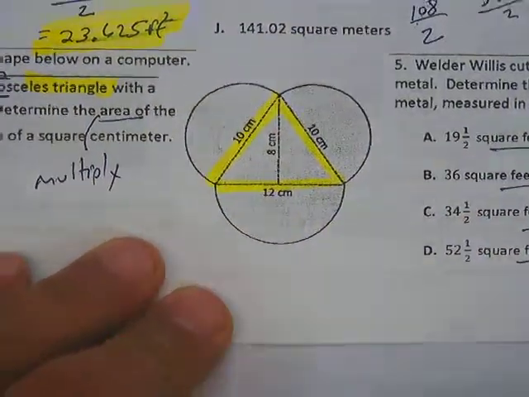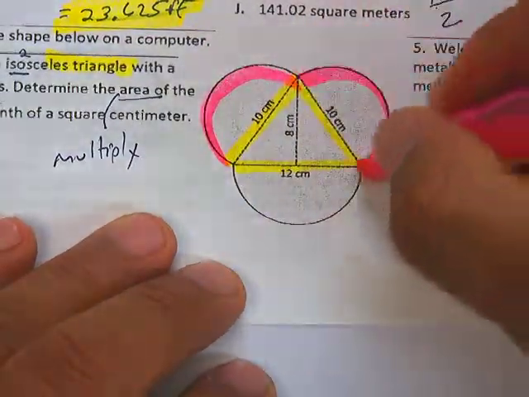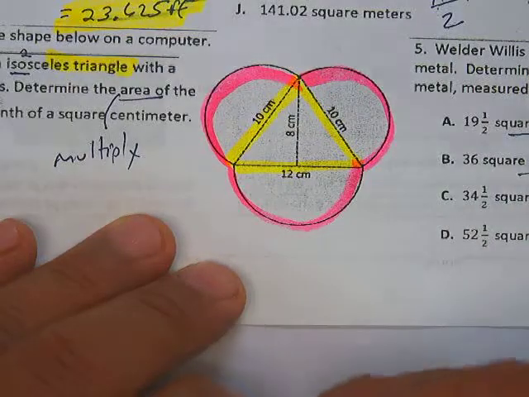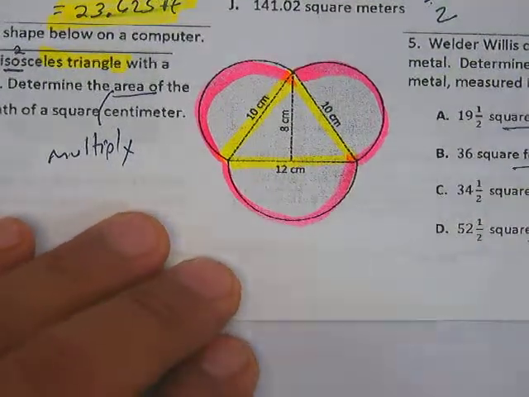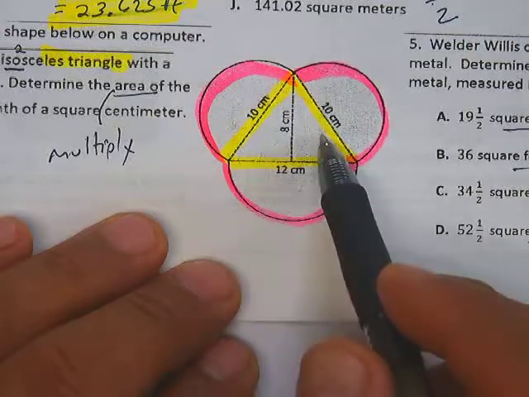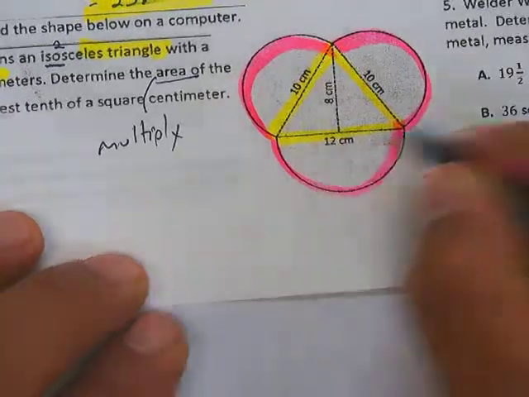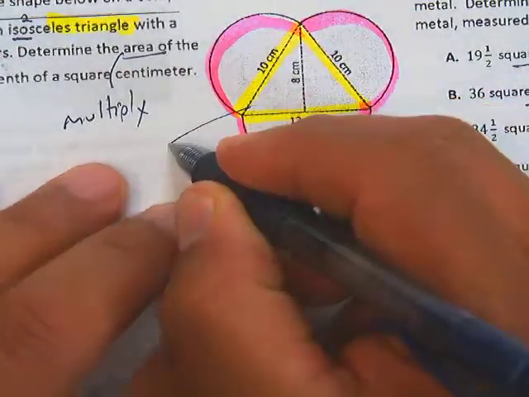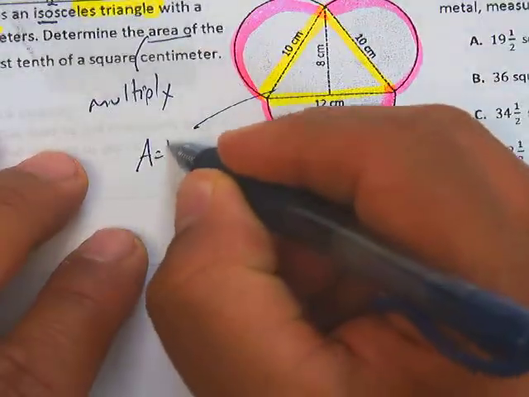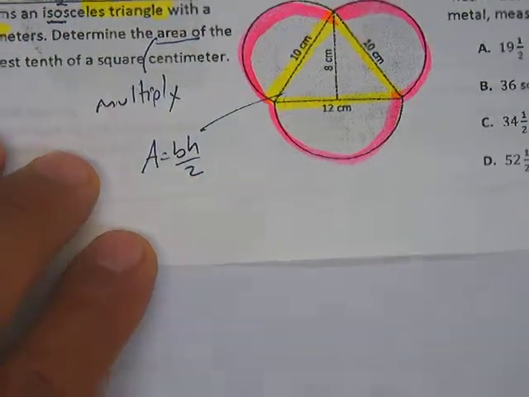I also notice around it, of course, we have these 3 half circles. Two half circles are the same, and the other one is going to be different, because only 2 sides were congruent on the triangle, and this side was different. But I know that to find the area of a triangle, it's base times height divided by 2.